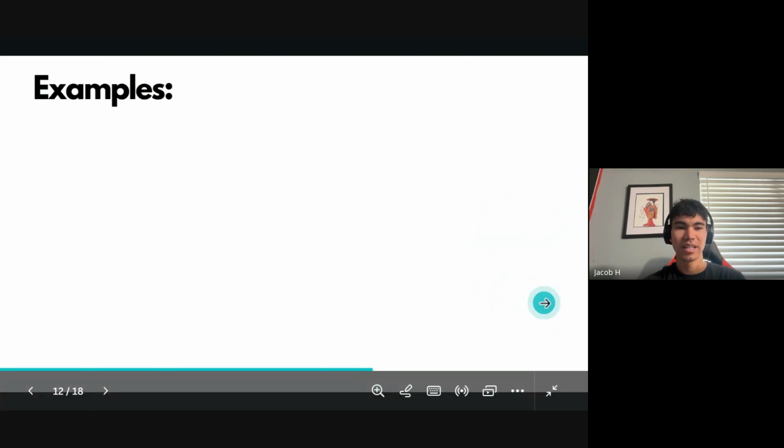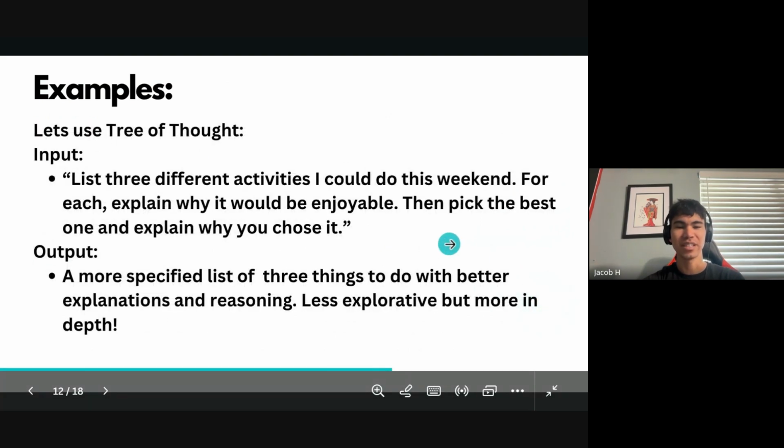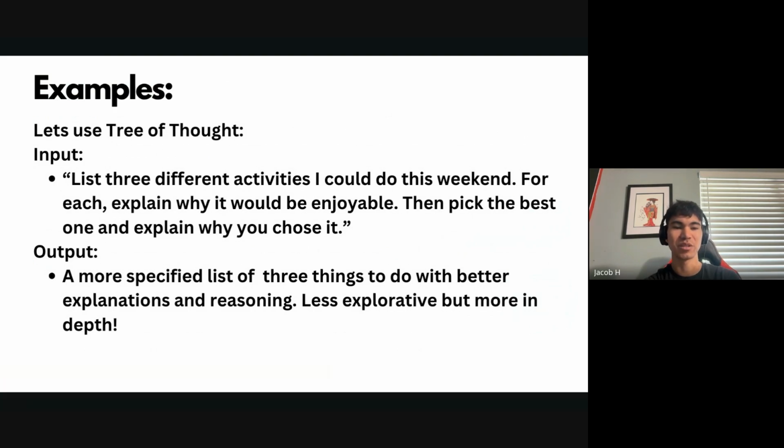Now, if we did tree of thought, we could say, list 3 different activities I could do this weekend. For each, explain why it would be enjoyable, then pick the best one and explain why you chose it, right? So this is a super concise prompt. We're asking for 3 things in parallel, so we're not doing 3 different prompts. We're doing it all in one prompt. And you'll get a more specified list of 3 things with better explanations and reasoning, less explorative, but more in depth, right?